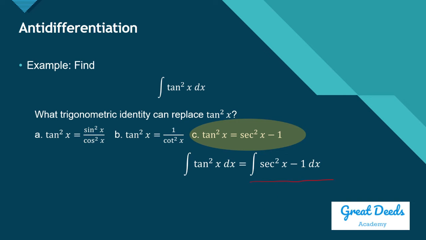And we already know, using the linear properties of the integral, this is equal to the integral of the square of secant of x dx minus the integral of dx. And we already know this. This is equal to tangent of x minus the integral of dx, that is just equal to x, and then of course plus c.